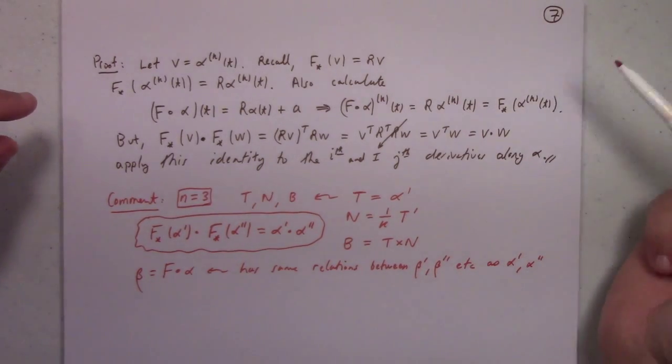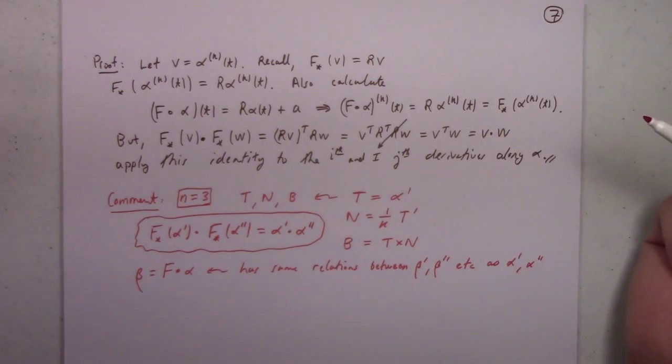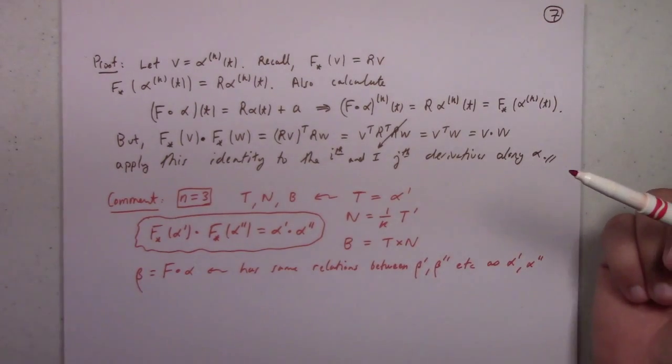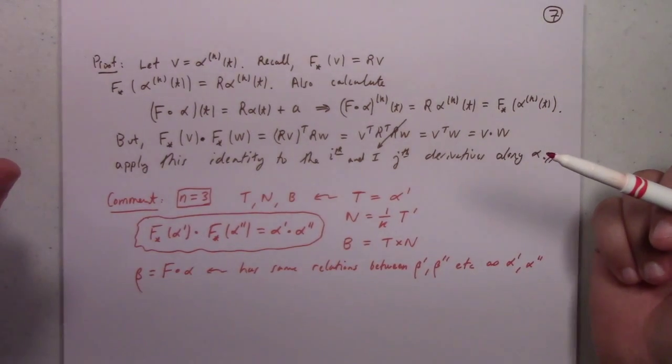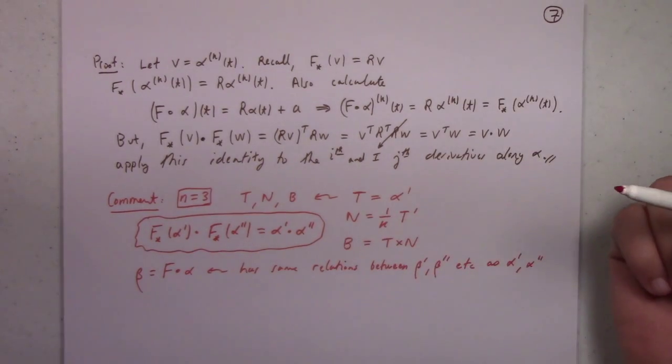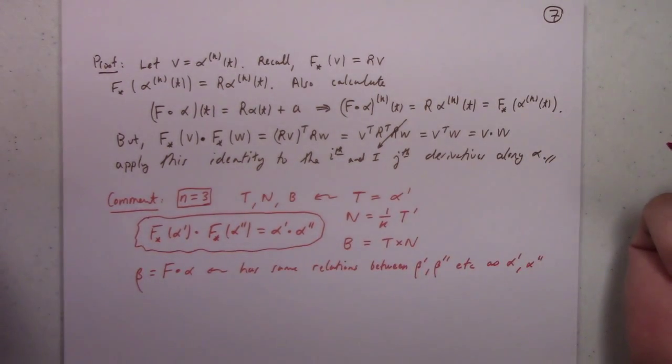There's something else interesting. There's an example in O'Neill where he shows that if you just have a smooth map, it does not preserve the acceleration. In other words, the acceleration of the transformed curve does not match the push forward of the acceleration. But this is not, of course, the case for an isometry.